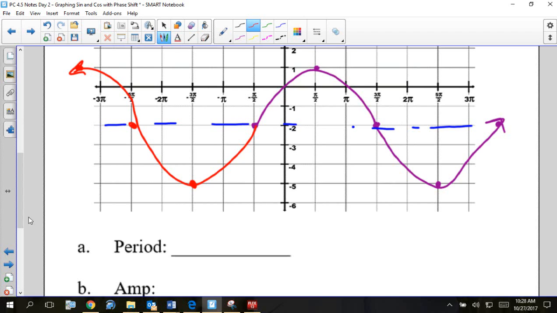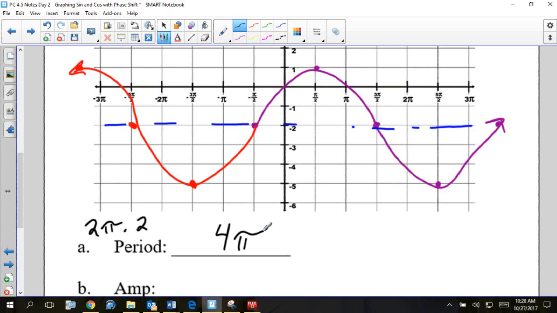I was coming over to tell you that. Was there a horizontal stretch or shrink? There was, so that means the period's different. Where the period's normally 2 pi for these, we have a horizontal stretch or shrink. We had a stretch by 2. So now the period is 4 pi.